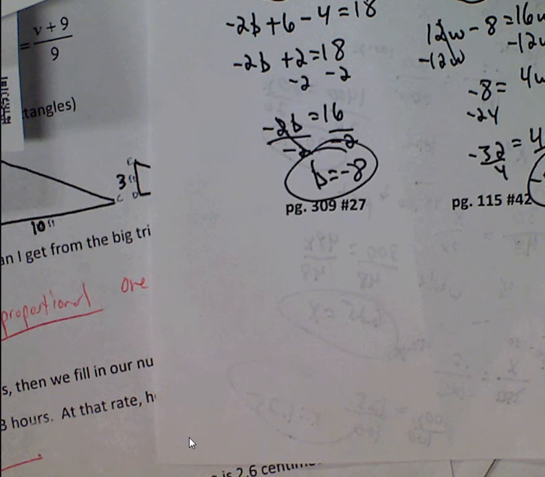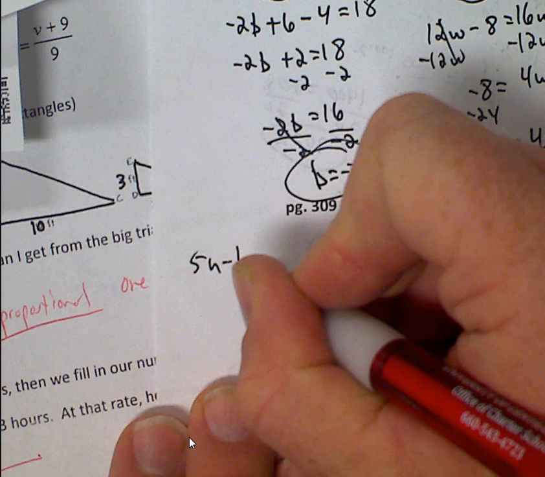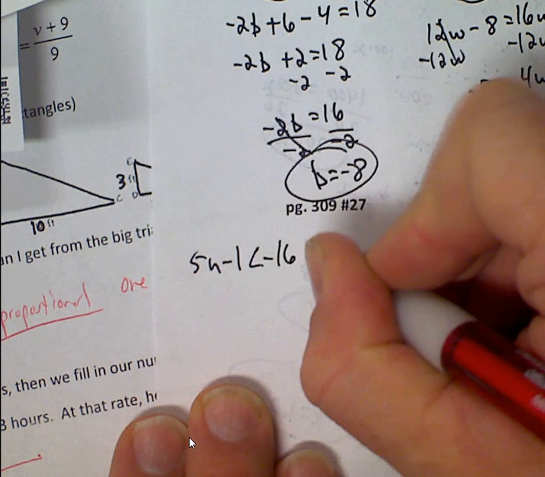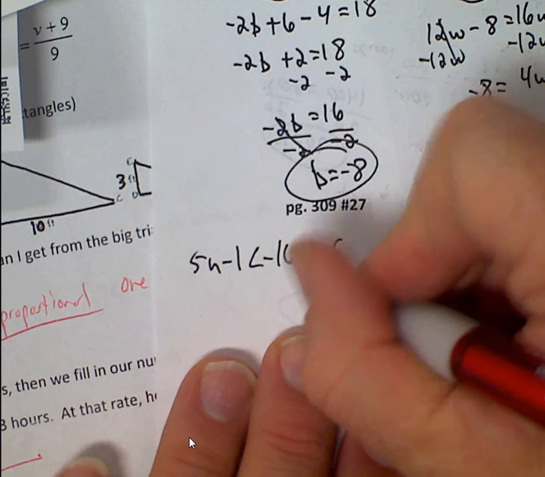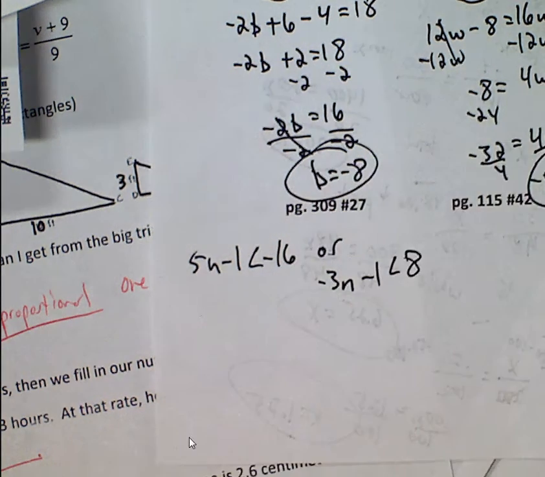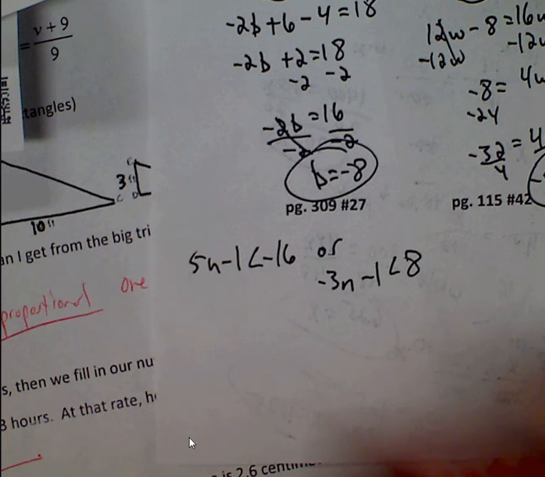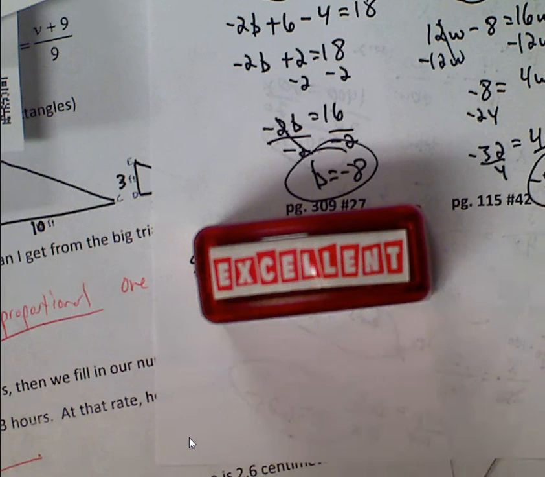Page 309, number 27. I'm given 5n minus 1 less than -16, or -3n minus 1 less than 8. It says solve and then graph. So pause the video and try.